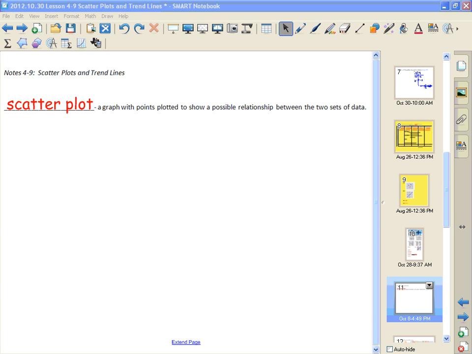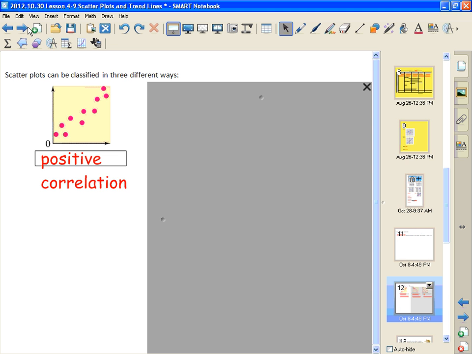Okay, so your first blank on notes 4-9 is scatter plot. A scatter plot is a graph with points plotted to show a possible relationship between two sets of data. All right, everybody got that? Okay, good. Now the next one: see how the dots go in an upward trend? When the dots go in an upward trend, that's called positive correlation. So that's your first one.